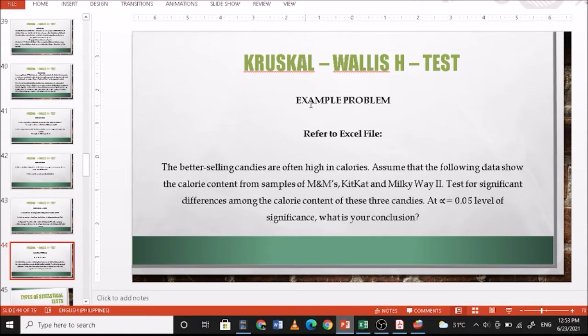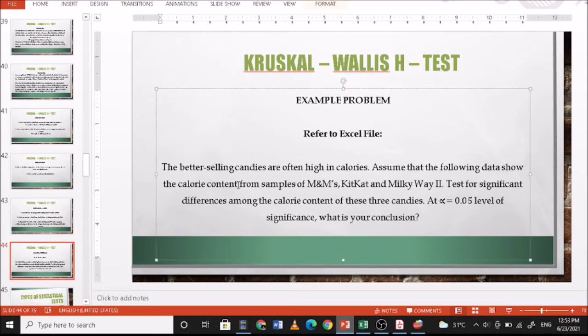Okay, so for example, the best-selling candies are often high in calories. Assume that the following data show the calorie content from samples of M&M's, Kit Kat, and Milky Way 2. Test for significant differences among the calorie content of these three candies at the alpha equal 0.05 level of significance.